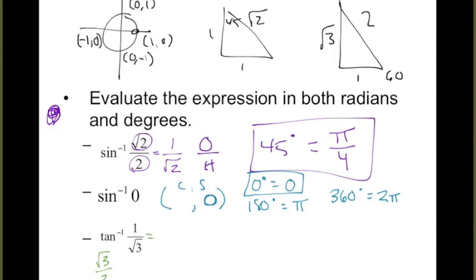SOHCAHTOA for tangent is what? Opposite over adjacent. So I need an angle that is opposite of a 1 and next to a square root of 3. So what angle is across from a 1 and next to a square root of 3? 30. So in that triangle, I've got my 30 is across from the 1 and right next to the square root of 3. And 30 goes into 180 6 times.